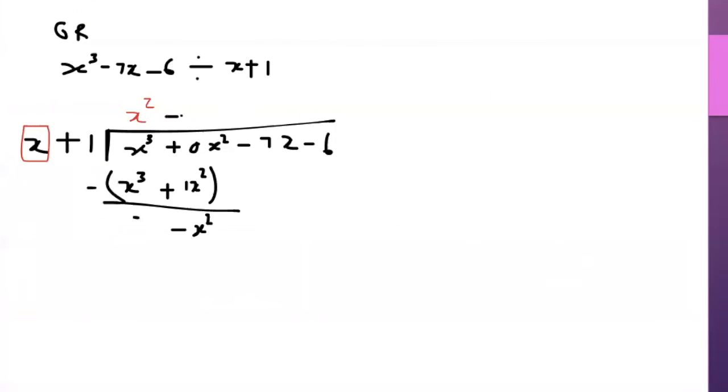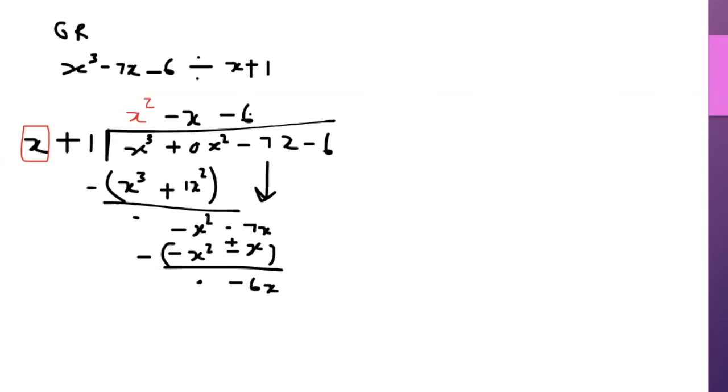Now dividing, x into minus x squared, that's negative x. Then I multiply negative x times x, that's x squared. Negative x times my positive 1, that's negative x. Carry down my minus 7x, and then subtraction. So I have minus and minus, so that's a plus. So it's minus x squared plus x squared, that's 0. Minus and minus, that's a plus. So that means minus 7x plus x, that's minus 6x.